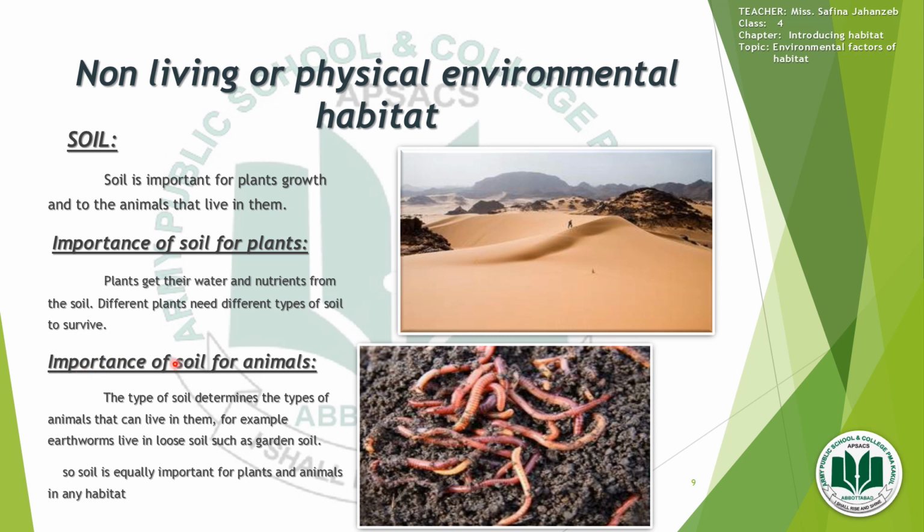Now, the importance of soil for animals. The type of soil determines the types of animals that can live in it. For example, earthworms live in loose soil such as garden soil. So, soil is equally important for plants and animals in any habitat.